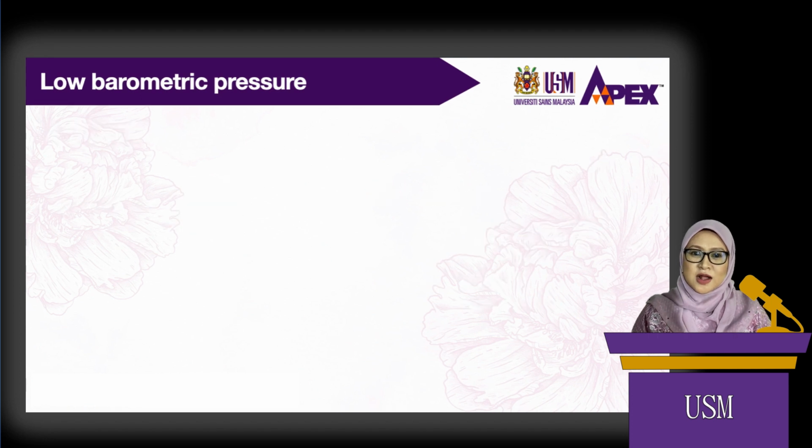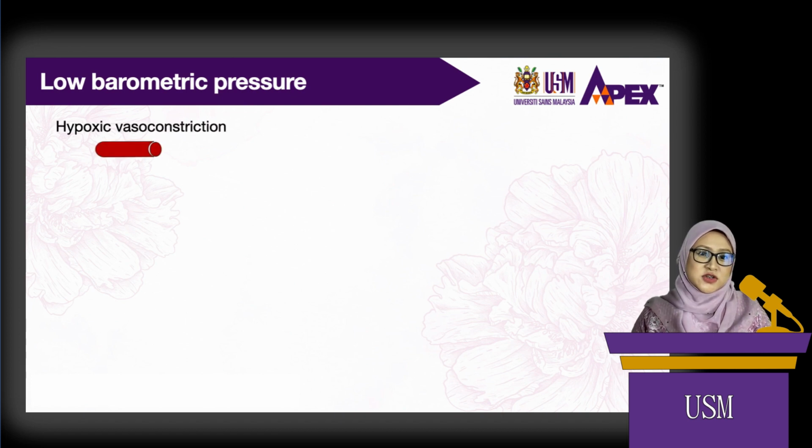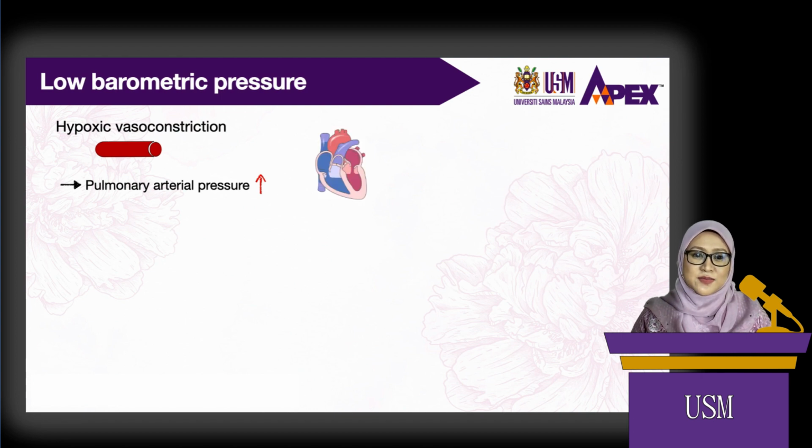Another effect of low alveolar pressure of oxygen at high altitude is direct pulmonary vasoconstriction, or hypoxic vasoconstriction. Pulmonary vasoconstriction increases pulmonary arterial pressure. The right ventricle must pump against this higher pulmonary arterial pressure, and in the long term this may lead to right ventricular hypertrophy due to the increased afterload.